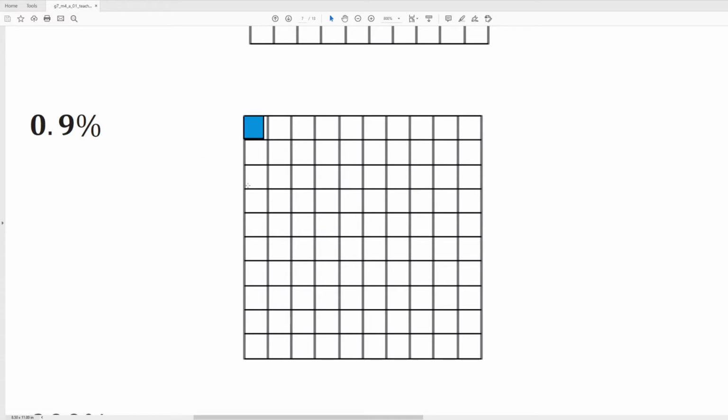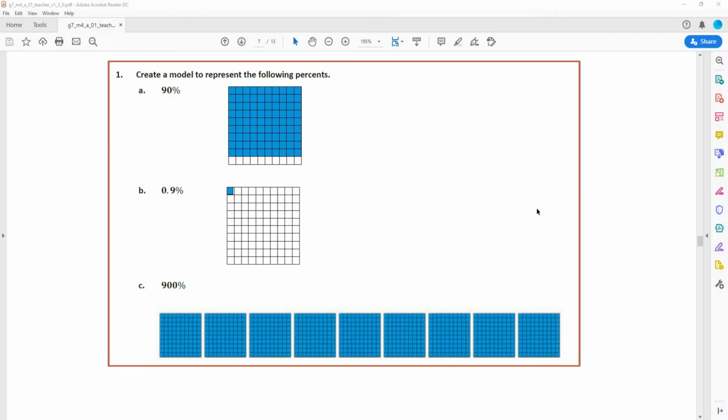So for a minute, let's forget about the rest of them. Let's just look at the one box that is partially filled in, okay? Think to yourselves, if that was the only thing we had, and this was colored in, which of these other problems would that be equal to? Part C, 900%. Okay.